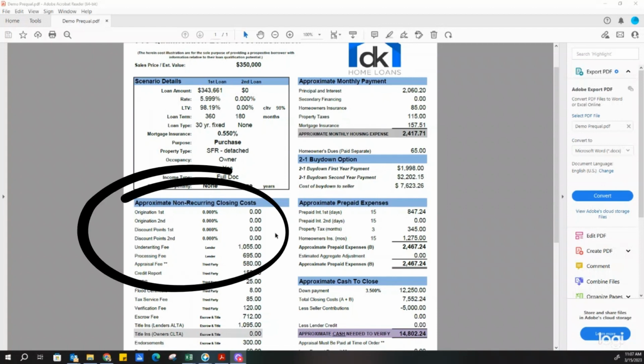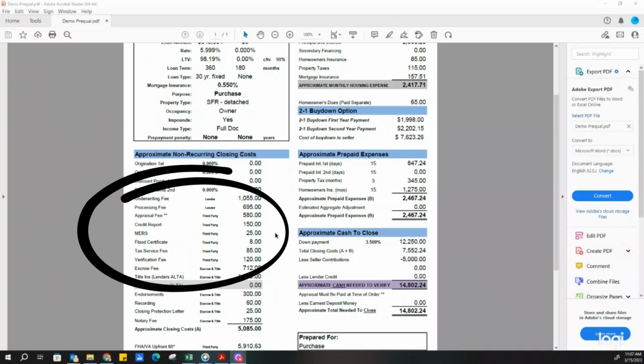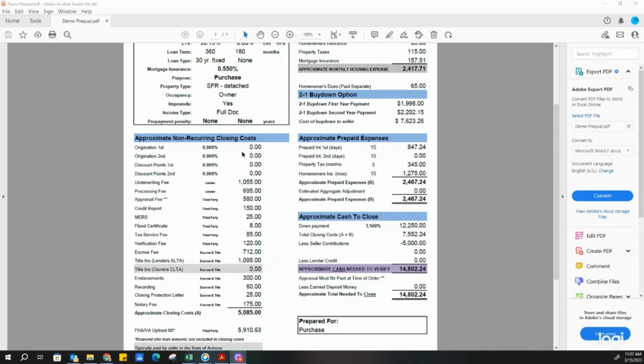So let's look at these fees. All the fees that are on the left-hand side under approximate non-recurring closing costs are the estimated fees that you'll have for your loan. These are just estimates right now. These fees could change, but this is what we're kind of giving you as an estimate. Obviously, we don't know who the escrow company is yet. We don't know certain aspects. You might be self-employed and might not need a verification fee. You might not need $150 for your credit report. This is just to give you more of a general idea of what the estimated costs are.